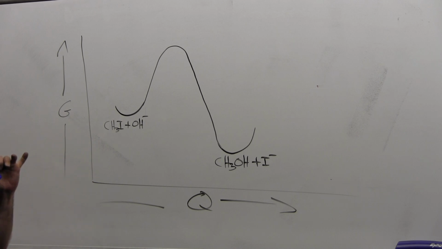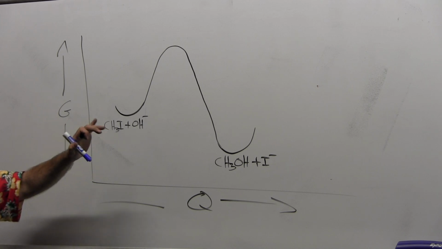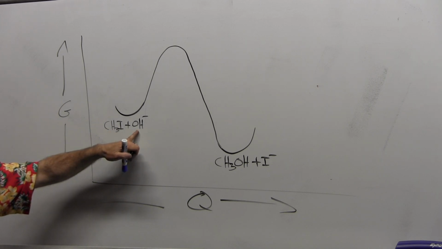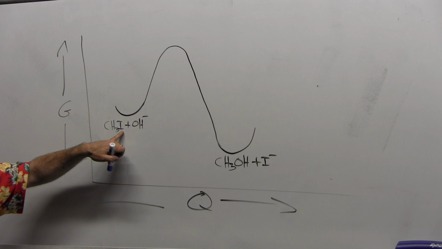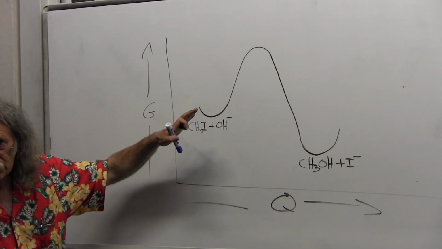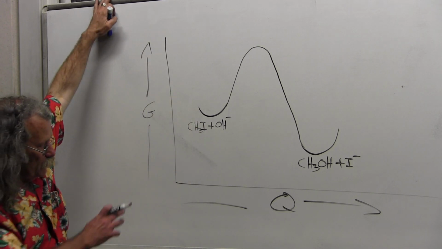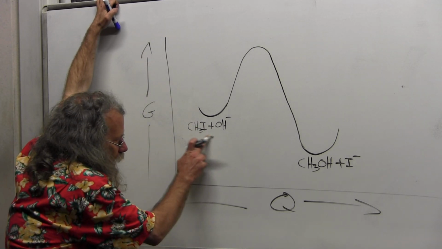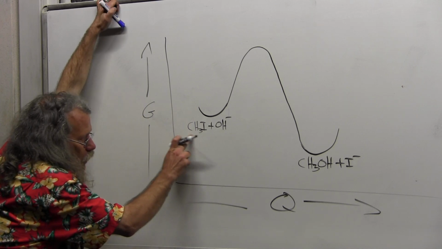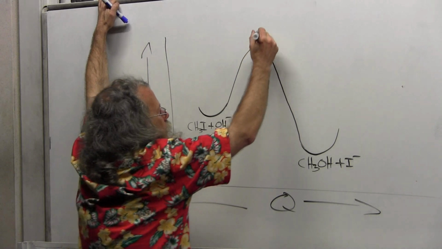It involves backside attack, which should remind you all. This is a backside attack problem of the hydroxide, and it's going to attack on the opposite side from the leaving group, which is iodide. And is it early or late in its transition state? Early. So that means that the transition state's going to look like reactants. So I've got the methyl iodide with the iodide.